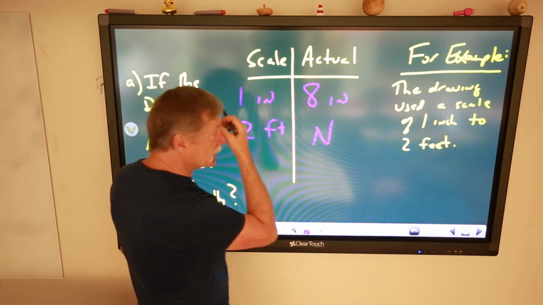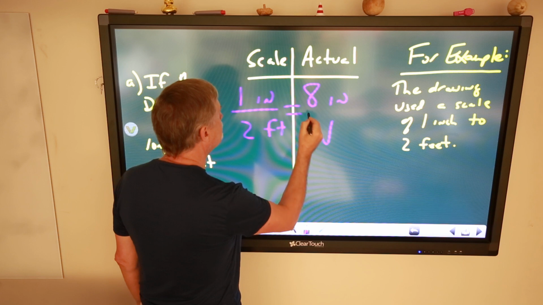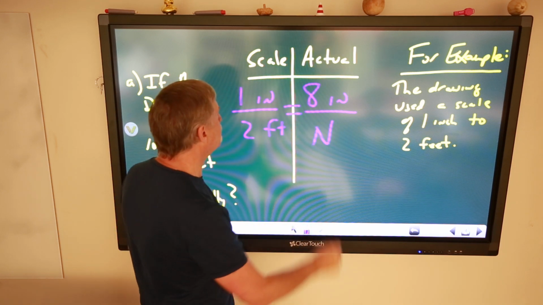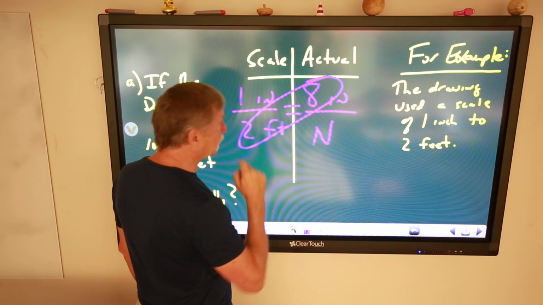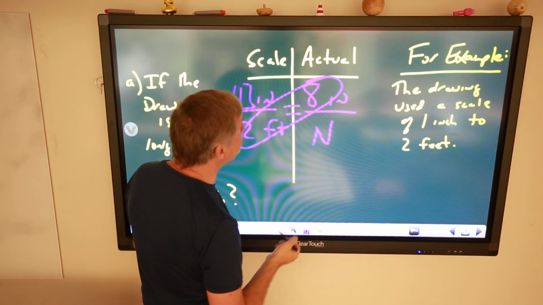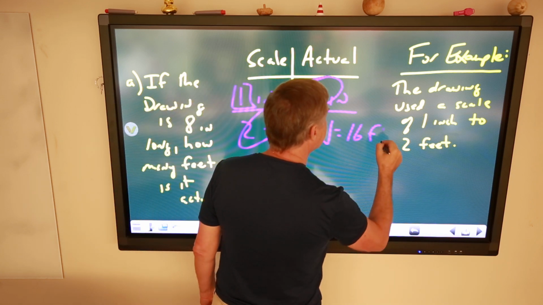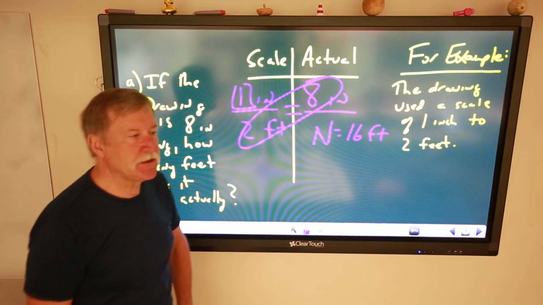So this gives us our proportion. 1 inch, 2 feet, goes with 8 inches to some number. And then we multiply on the diagonal and divide by what's left. And we see that the answer is 8 inches is 16 feet.